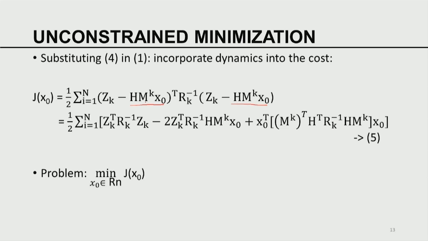So the right hand side is an explicit function of x_0. I can now multiply out; this is a constant term, this is the linear term in x_0, this is the quadratic term in x_0. Even though the expressions are a little bit more complicated than the ones in the static case, essentially we are dealing with a constant term, a linear term and a quadratic term. So the essential structure has not changed, even though the form of the expressions has changed. My job is to minimize J of x_0 where x_0 belongs to R^n. So this is an unconstrained minimization problem.